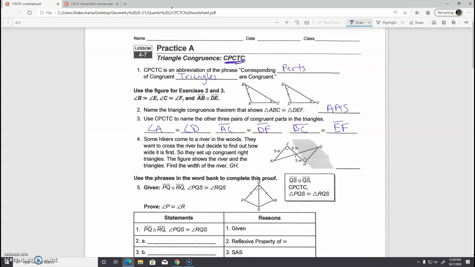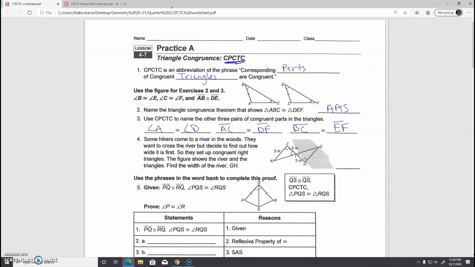So you can actually use this in problems like number 4. So it says some hikers come to a river in the woods. They want to cross the river but decide to find out how wide it is first. So they want to know from G to H, how wide is that river? So they set up congruent triangles. Right triangles, sorry. The figure shows the river and the triangles. So right here, you know vertical angles are equal. These sides are both marked 3, so those sides are equal. So here we have angle, side, angle. We know those two triangles are congruent.